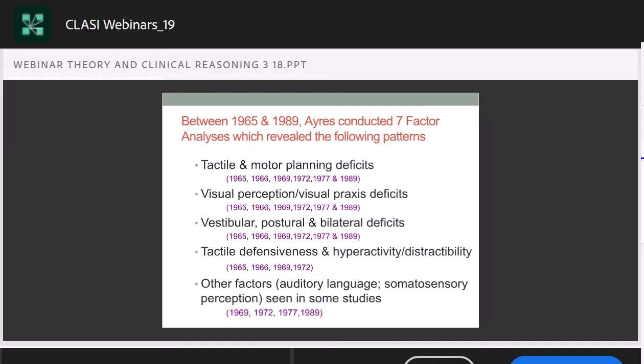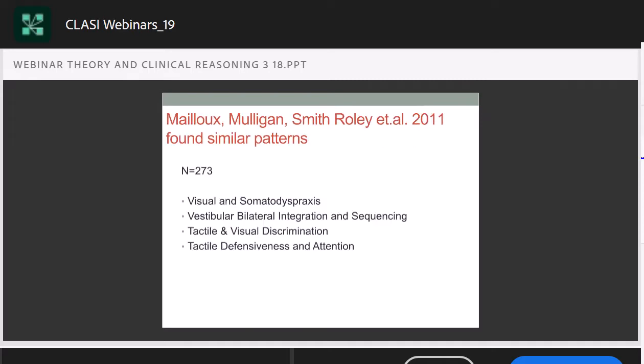So the link between tactile and motor planning deficits, and again, we see that very consistent link. We call this now somatodyspraxia or somatopraxis. The link between visual perception and praxis, so visual praxis or visual dyspraxia. The link between vestibular and postural and bilateral functions, okay? And the link between tactile defensiveness and regulatory abilities such as attention, hyperactivity, distractibility. And then she also saw links between auditory and some somatosensory perception in other studies.